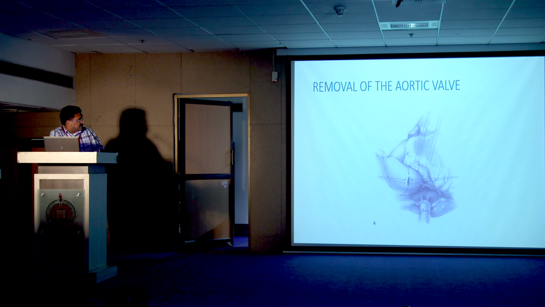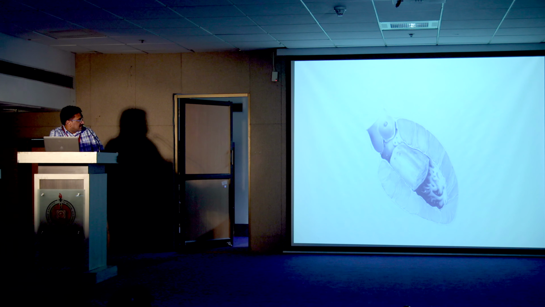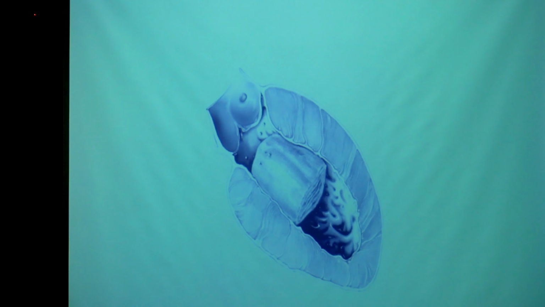Coming to the removal of the aortic valve, initially, when you are starting off, you need to keep a packed sponge inside the aortic valve, and you should be careful about this sponge. You should be removing it after you do the decalcification.